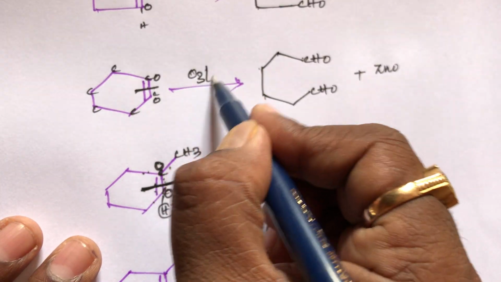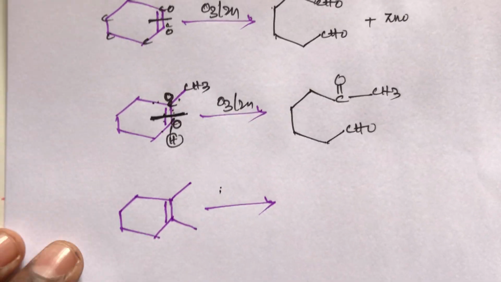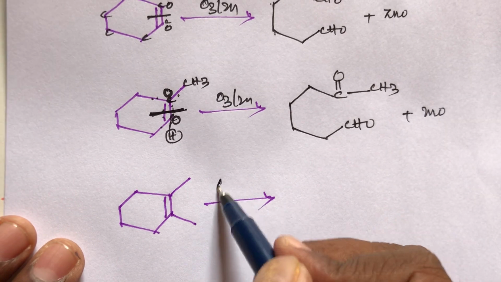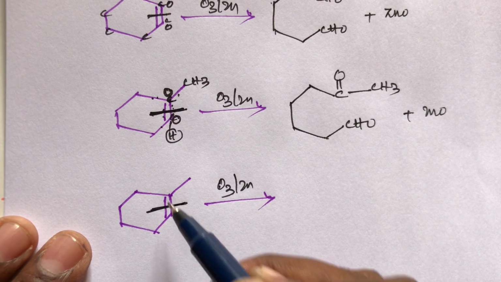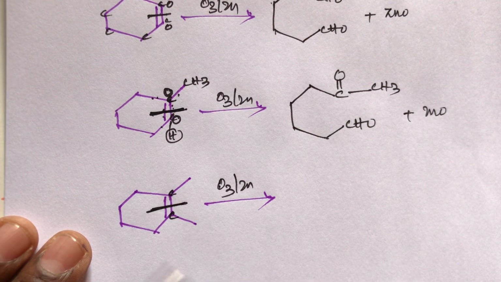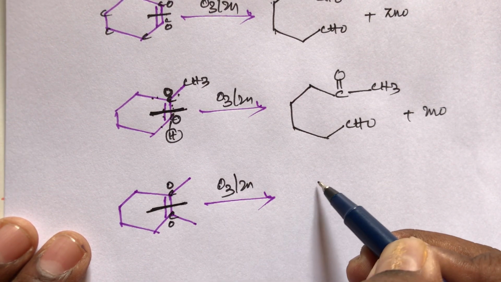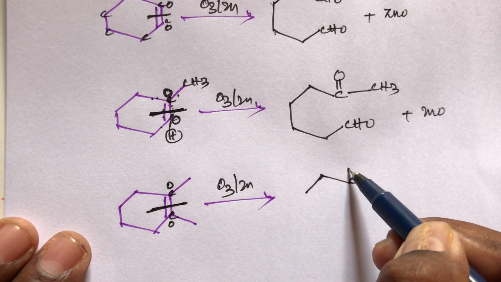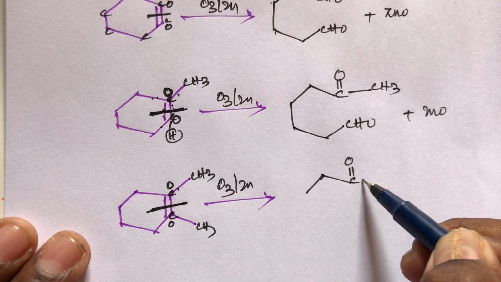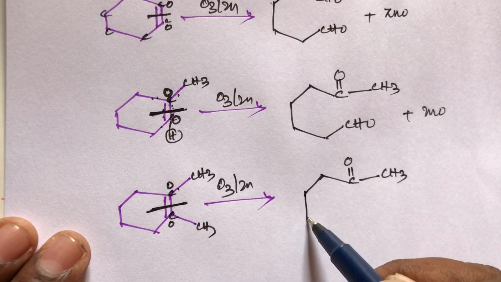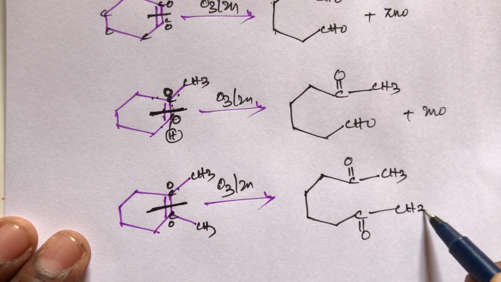Same thing in the presence of O3 followed by Zn, plus ZnO. Cut this bond. This carbon already has four bonds, and the other carbon also has four bonds, with no hydrogen. Put the oxygen here, put the oxygen here. We get C double bond O with a CH3 group on this side, and here also the same, C double bond O, CH3.